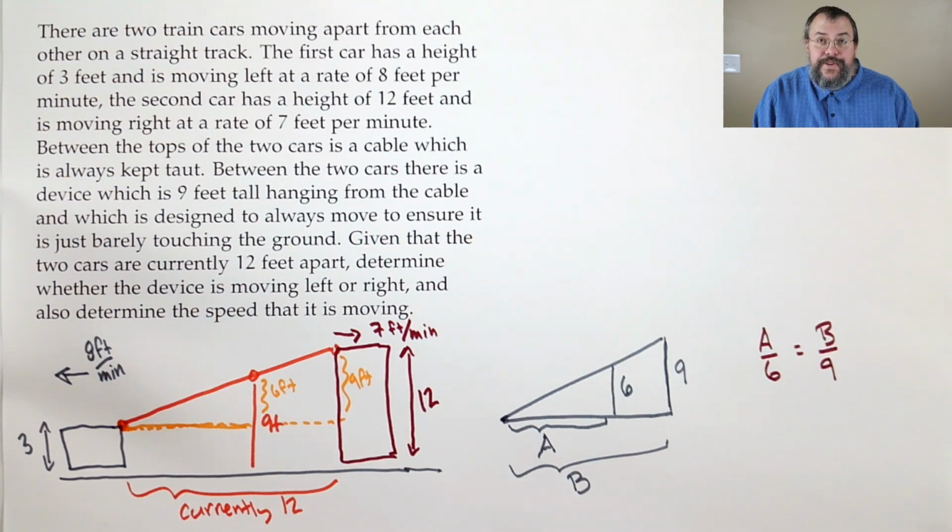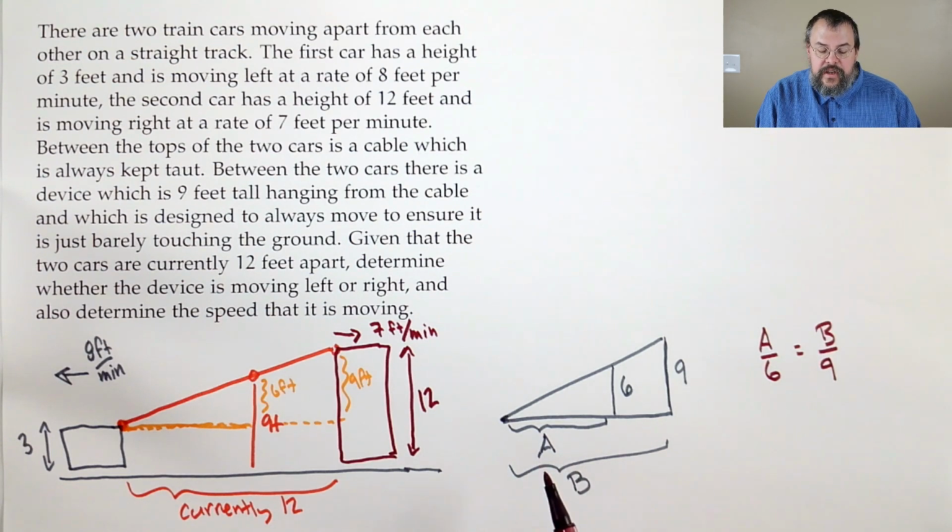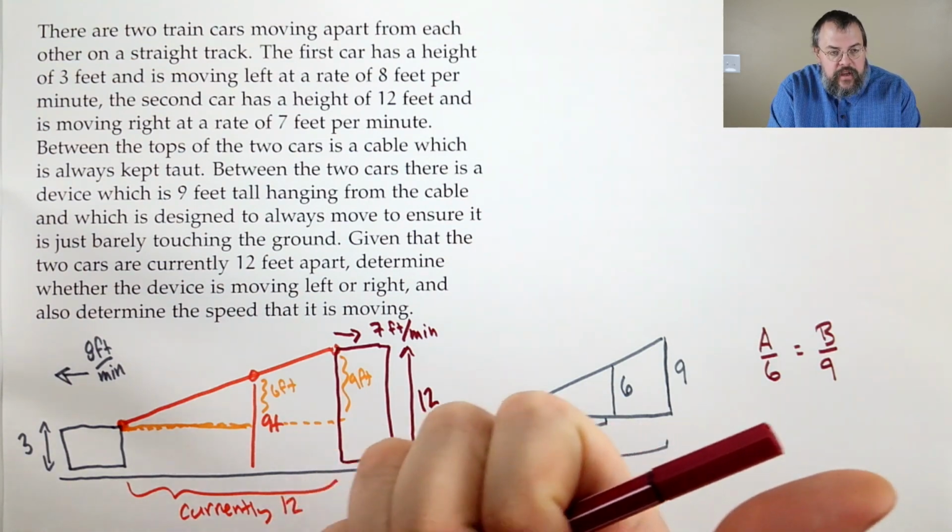So that's good news for us. It's a really simple relationship. So this can help us. So in particular, if I know something about how B is changing, I can say something about how A is changing. So let's talk about how B is changing. So B is how far apart the cars are. Now, the answer to how far apart the cars are, well, it's currently 12, and we say, well, they're moving.